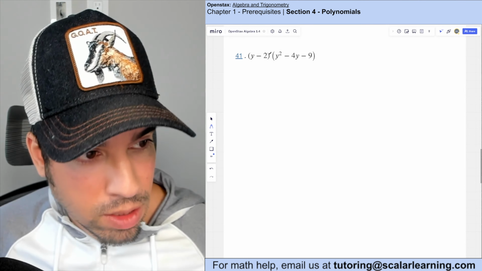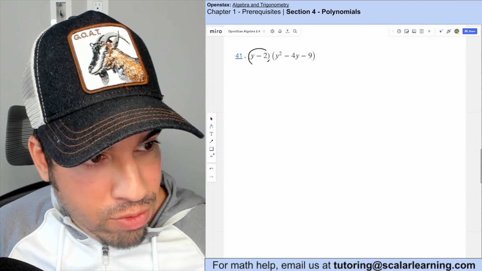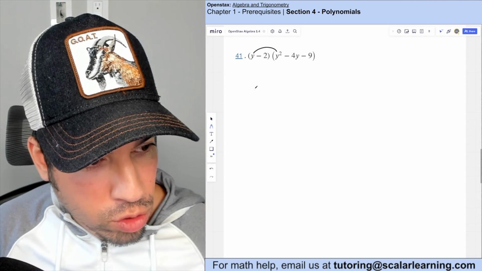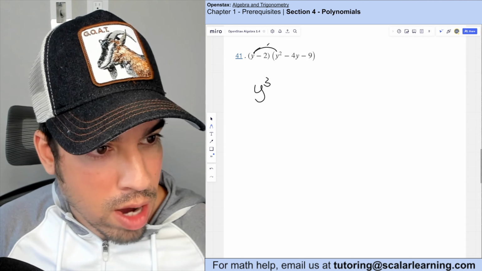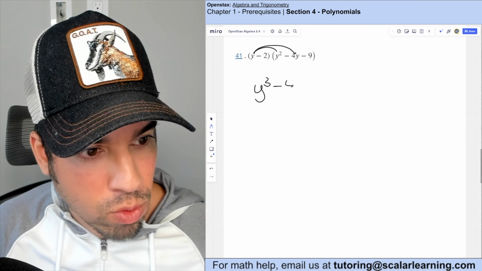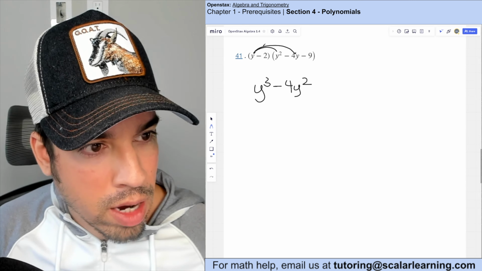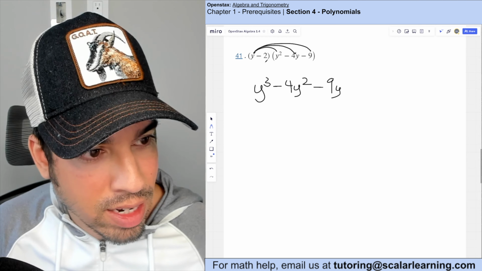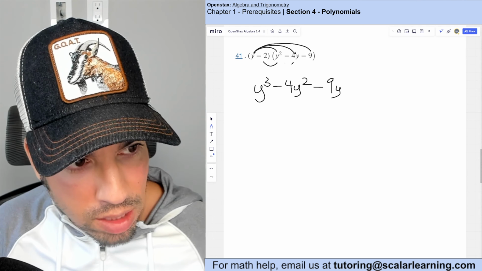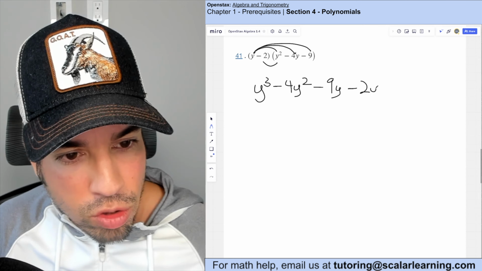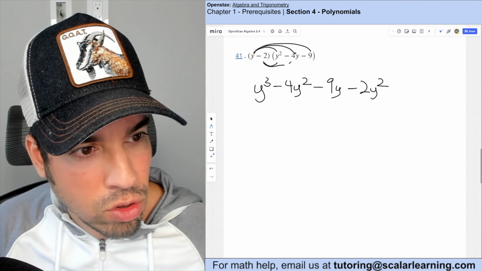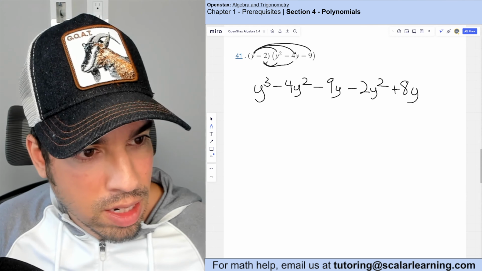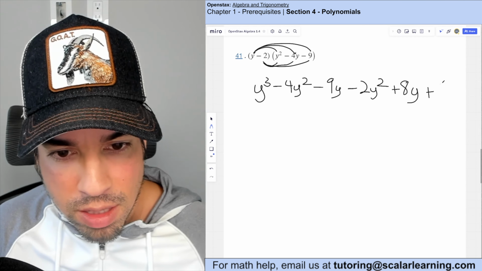So in this case, I'm going to distribute as follows, knowing that every term here is going to multiply every term here. So first we go y times y squared is y cubed. Y times negative 4y is minus 4y squared. Y times minus 9 is minus 9y. Then we've got the negative 2. Don't forget that minus sticks to it. Negative 2 times y squared is minus 2y squared. Negative 2 times negative 4y is plus 8y. And last but not least, negative 2 times negative 9 is plus 18.